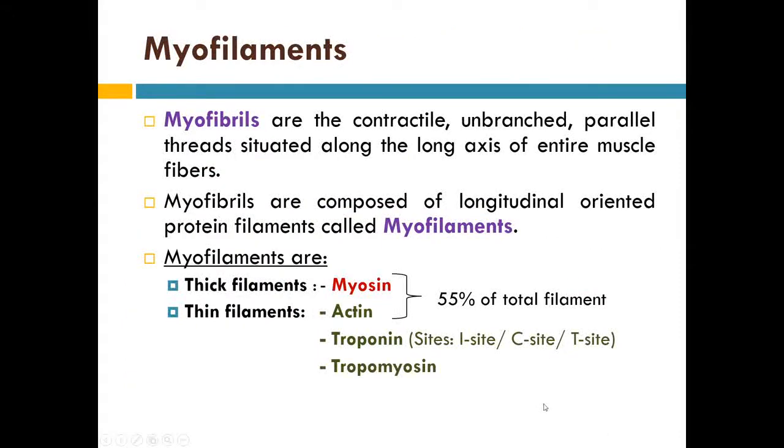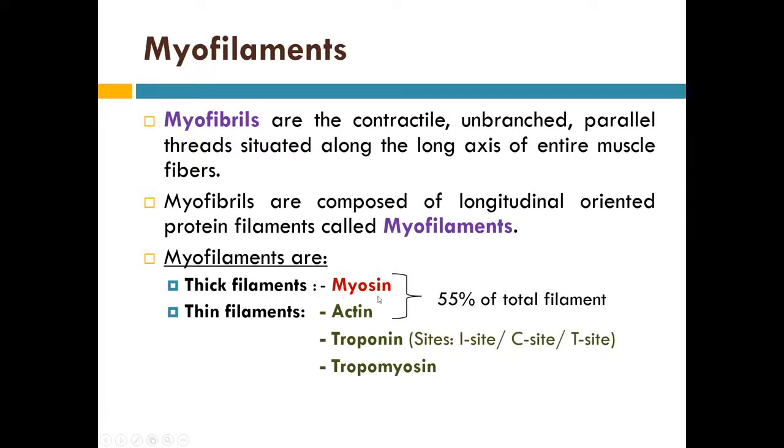Now, a very important thing, that is the myofilaments. Myofilaments are present within the myofibrils of the muscle cells. Myofibrils are contractile, unbranched, parallel threads situated along the long axis of the entire muscle fiber. Myofibrils are composed of longitudinally oriented protein filaments, called the myofilaments. And these myofilaments are of two types, thick filaments and thin filaments.